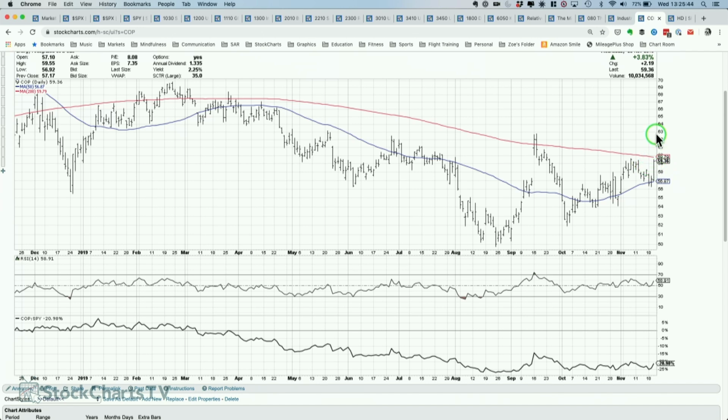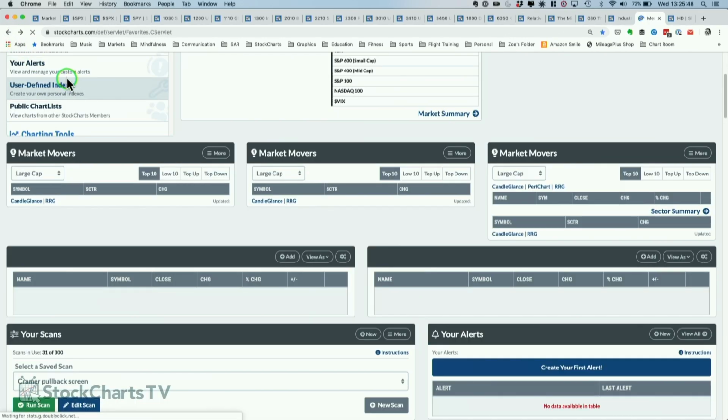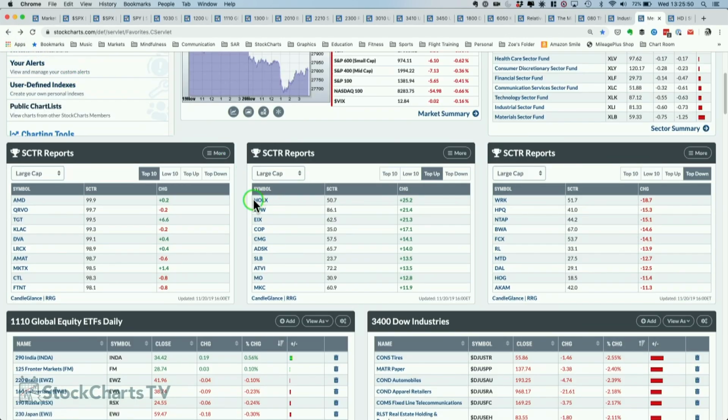If it can reclaim that 200-day with some follow through, do what it was unable to do back in September, might be a really interesting place to start to think about.